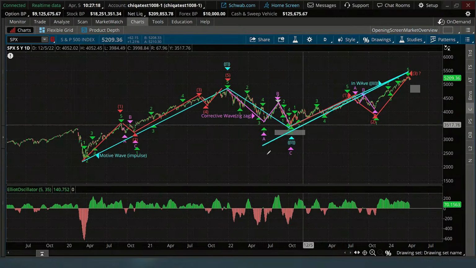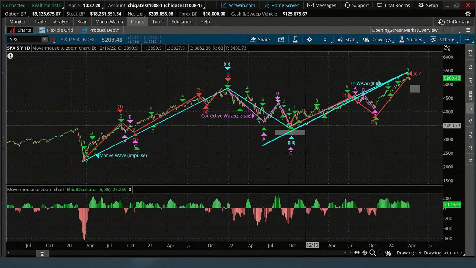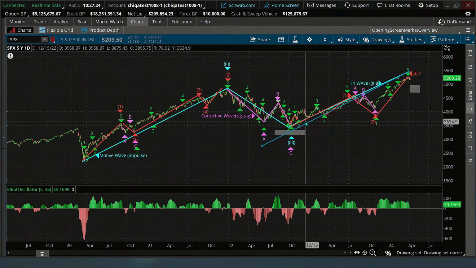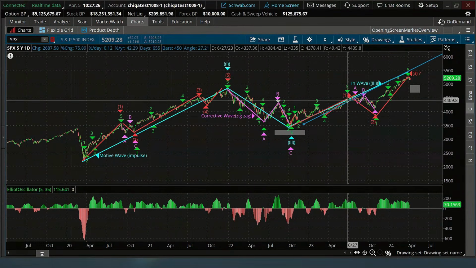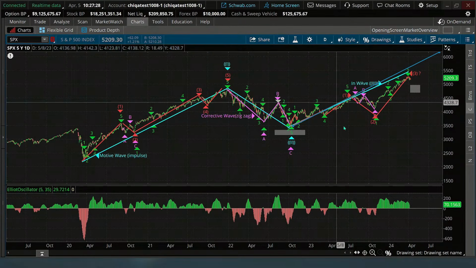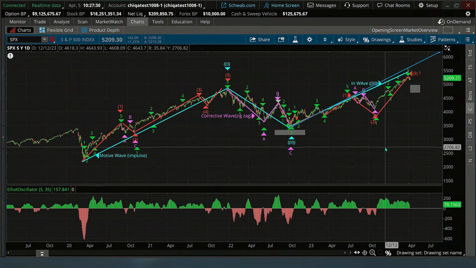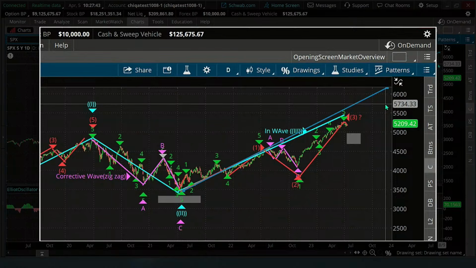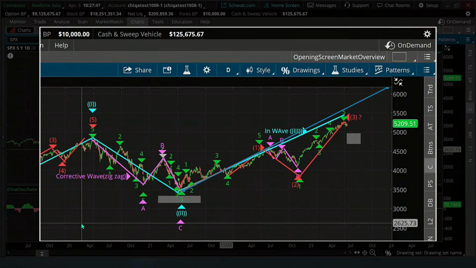All right, so this is the active drawing. Wait a minute, let me activate this again. All right, so we could see that this particular move might have more to go, right? That tells us that maybe this is not over yet on a longer term time frame. So that's one way that we can use it.